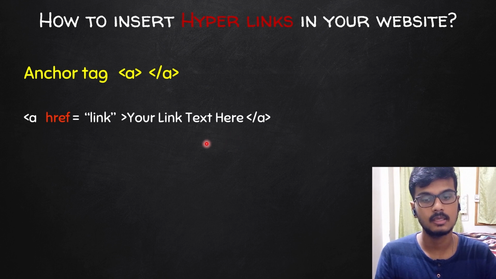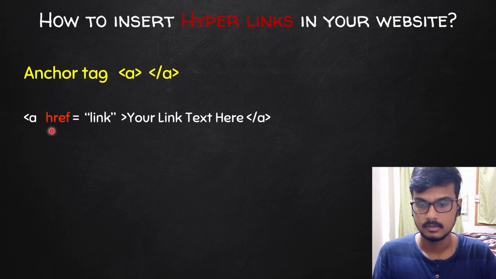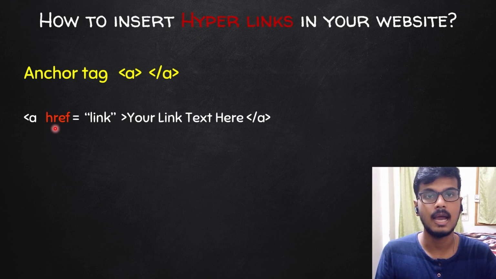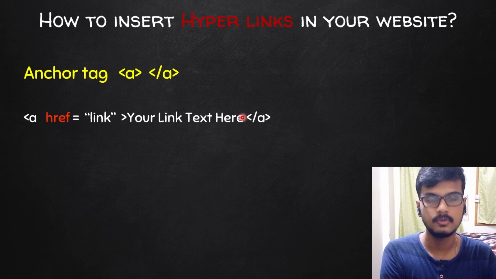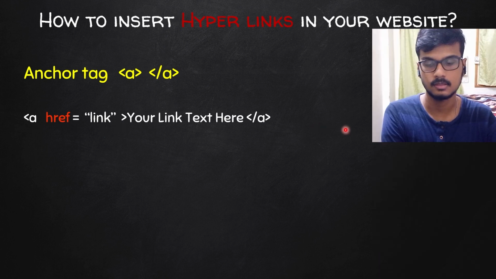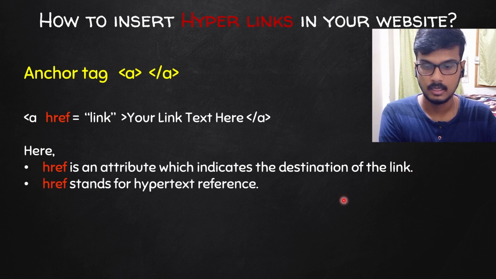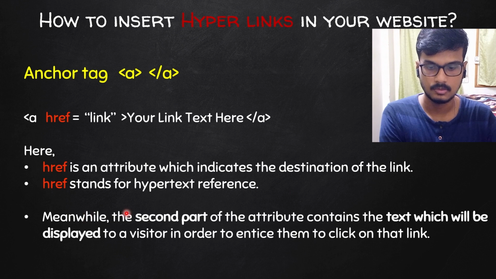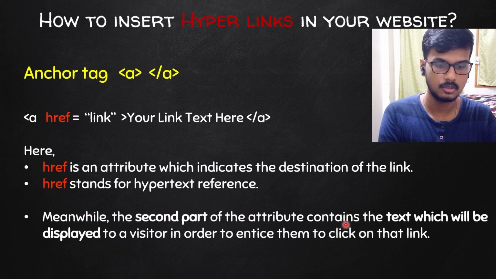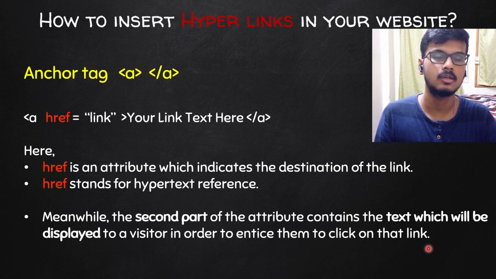So whenever a user clicks on this link, this text, they will be redirected to some other page. And we are going to look at what it is. This is called href, which stands for hypertext reference. And here you give the link of the website that you want to redirect the users to whenever they click on this link. All right, we're going to experiment with that in a few seconds. So here href is an attribute which indicates the destination of the link. Meanwhile, the second part contains the text which will be displayed to a visitor in order to entice them to click on that link.